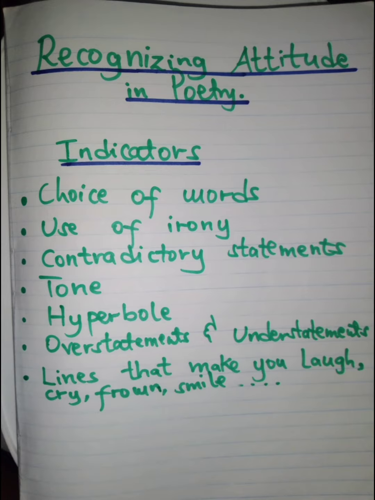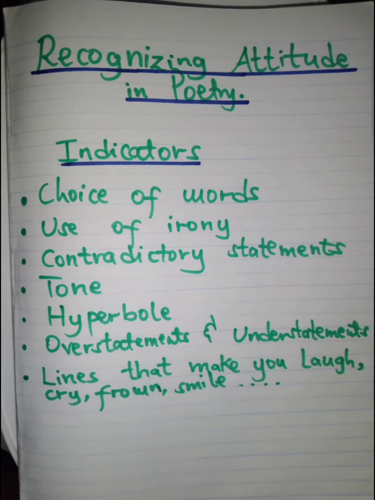For example, look out for lines that make you laugh, cry, smile, or frown while reading the poem. Next, look out for the use of hyperbole or extreme exaggeration in statements. Look out for use of contradictory statements. Look out for irony. Look out for understatements and overstatements, among other things.